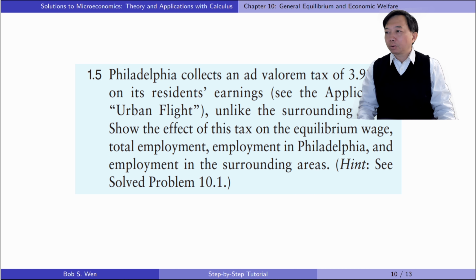Let's solve exercise 1.5. Philadelphia collects an ad valorem tax of 3.928% on its residents' earnings, unlike the surrounding areas. Show the effect of this tax on the equilibrium wage, total employment in Philadelphia, and employment in the surrounding areas.